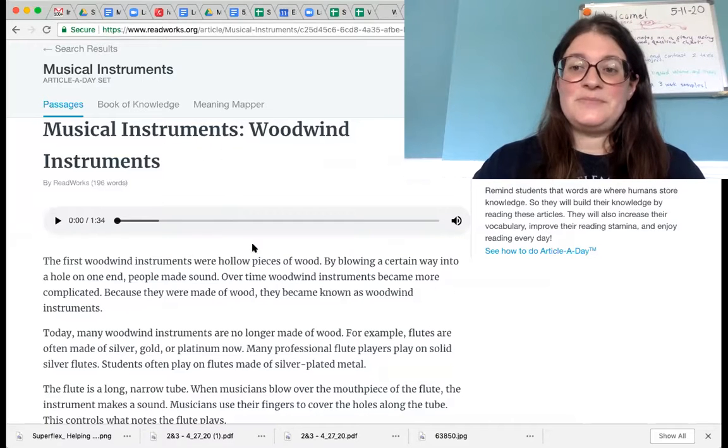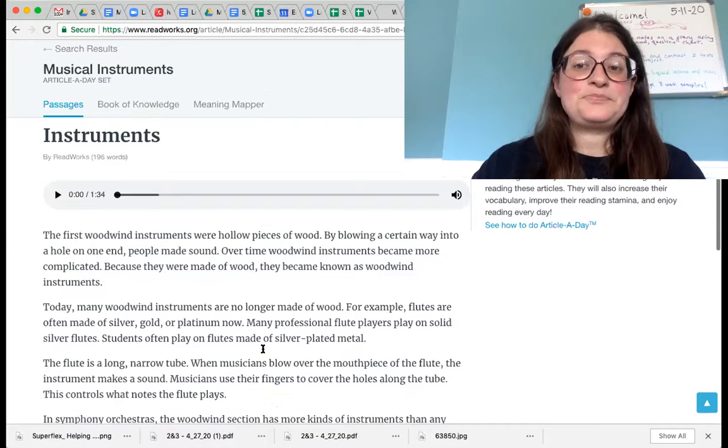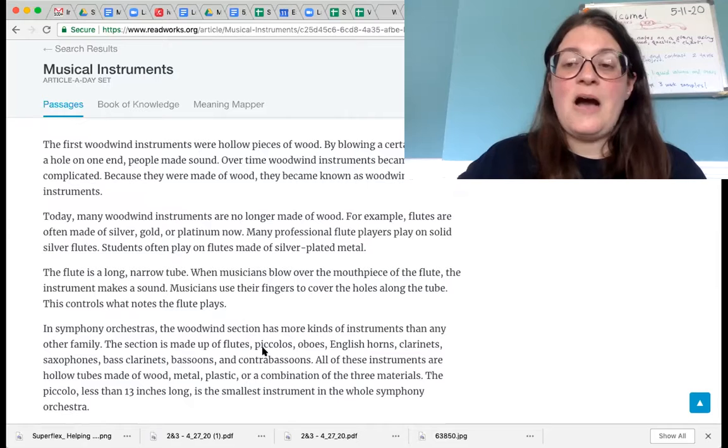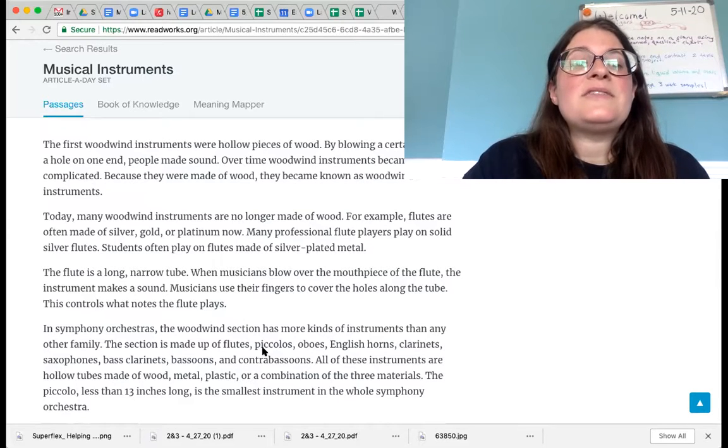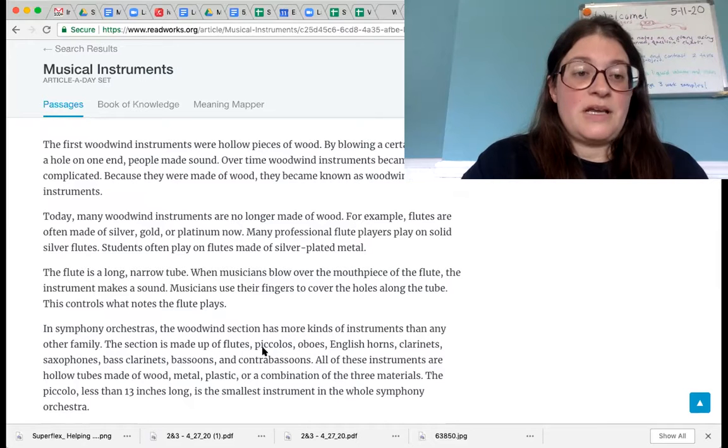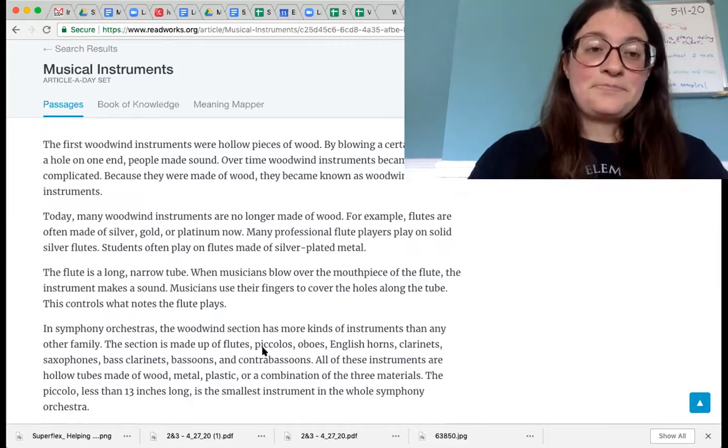musical instruments. So I'm going to read that to you, and then I'm going to show you how you could compare and contrast the similarities and differences in this story to the school music program story.